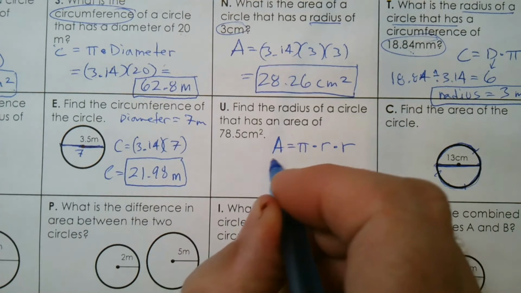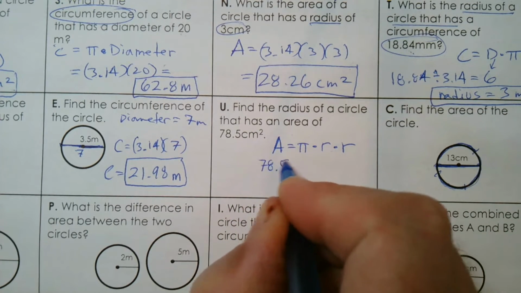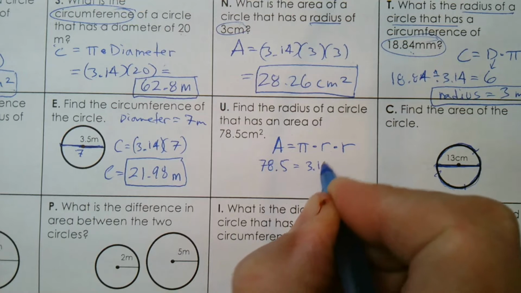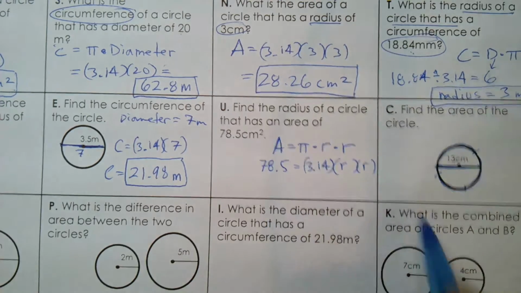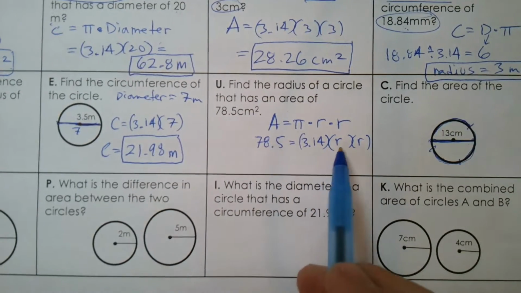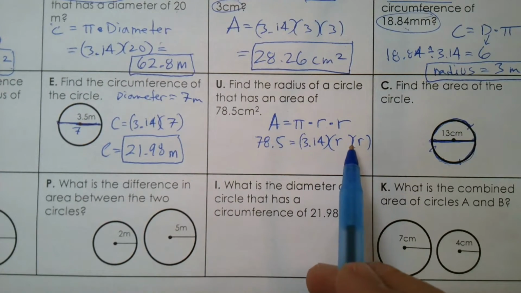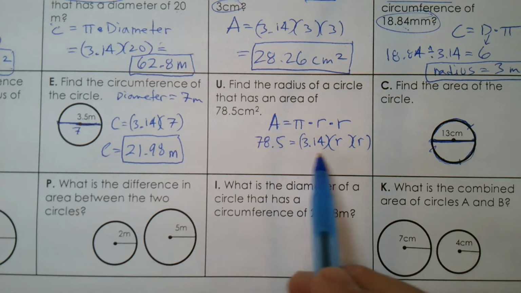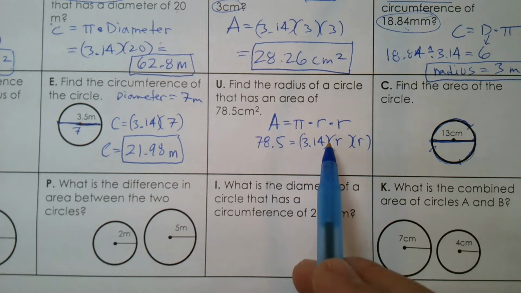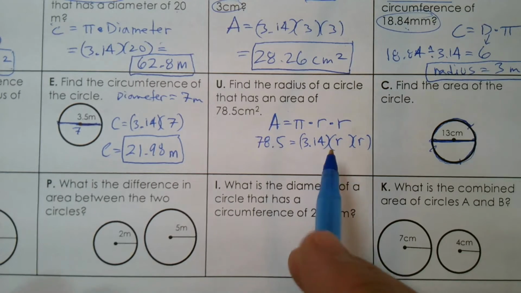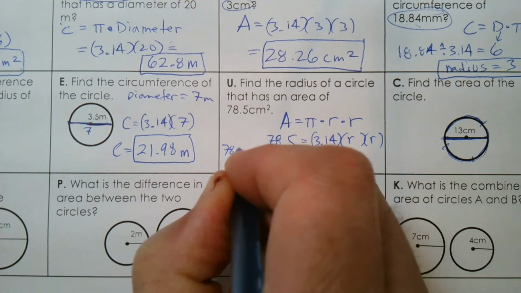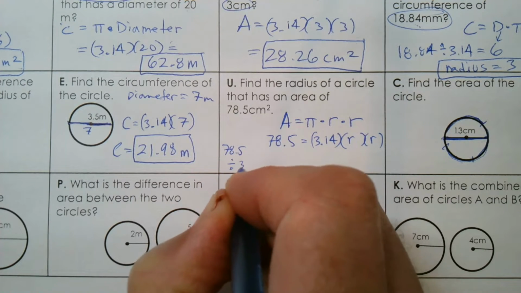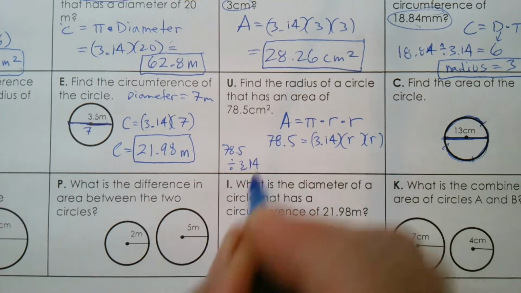So, I know what my area is. Really, I have 78.5 is equal to 3.14 times r squared. How can I clean this up and get an idea of what r is? What I want to do is an inverse operation. If this is multiplication, I would use division to figure out what r is. So I'm going to take 78.5 and divide it by 3.14. That's the math I'm going to start with.